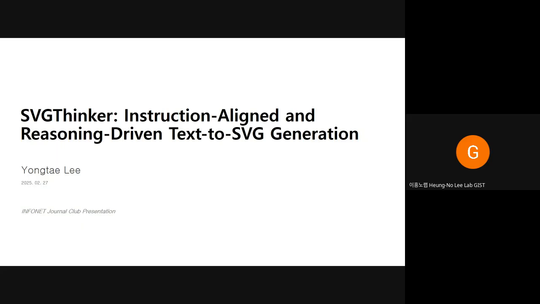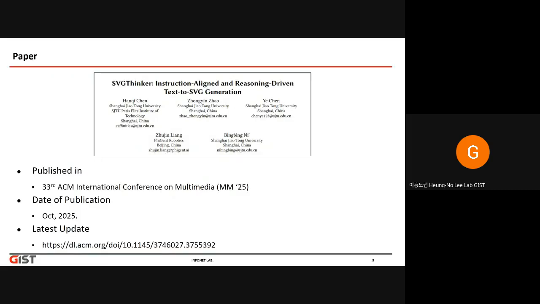Okay, I will start my presentation. Today's journal club topic is about SVGThinker, instruction aligned and reasoning driven text to SVG generation. It's a paper published in the 33rd ACM International Conference on Multimedia, October 2025.